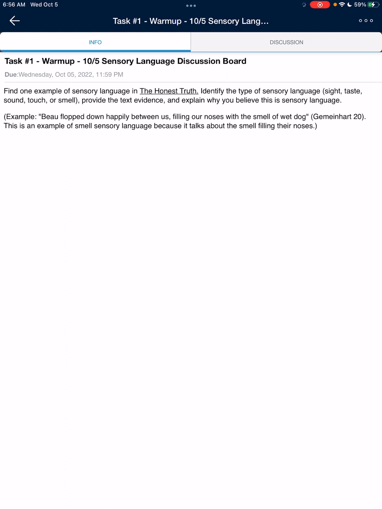Bo flopped down happily between us, filling our noses with the smell of wet dog. Geeman Heart 20. It has the quotation marks, the author's last name and page number in parentheses. This is an example of smell sensory language because it talks about the smell filling their noses. So everyone's going to choose an example of sensory language that we annotated from the book, and you will put it there. And that is all for today.